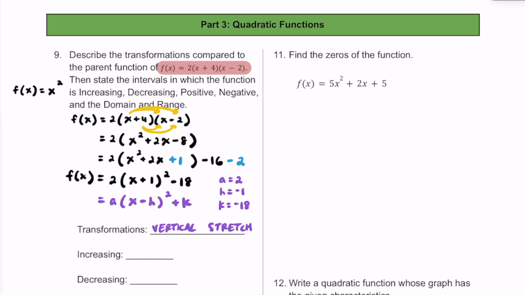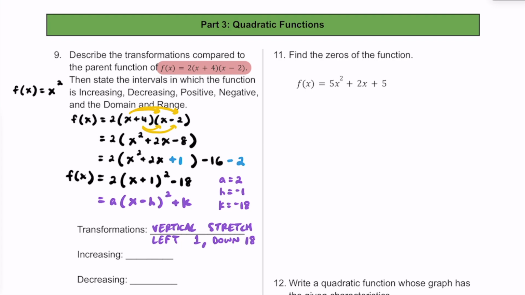Okay, if you want to write, you can say by a factor of 2 or times 2. We can also say here that we're going to translate this thing left 1 unit, and then we can also say we're going to be translating this down 18 units. All right, so those are those transformations.